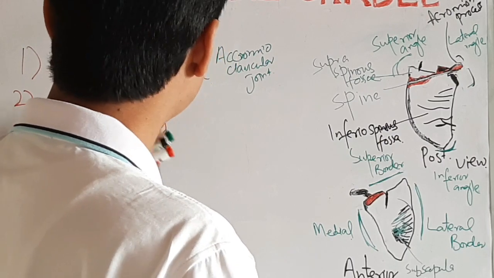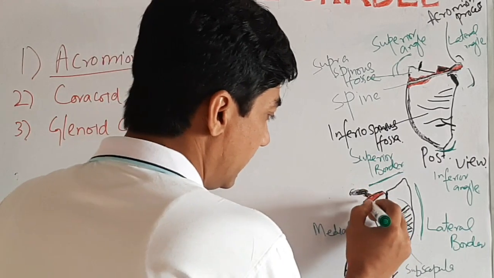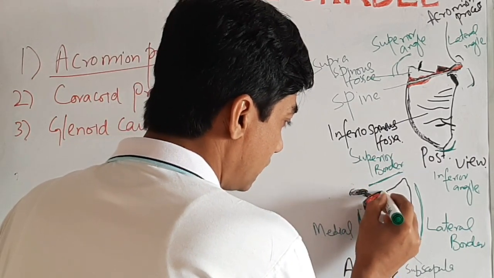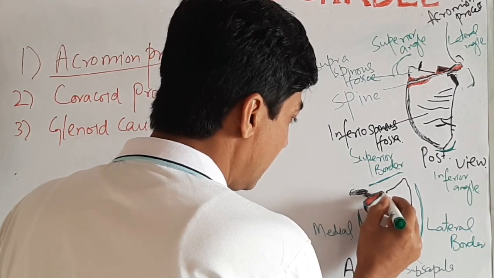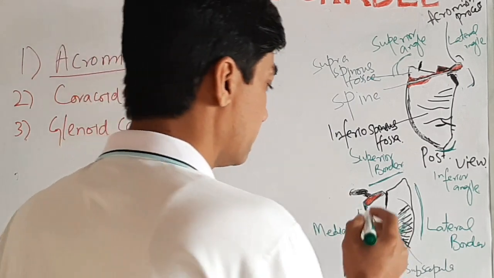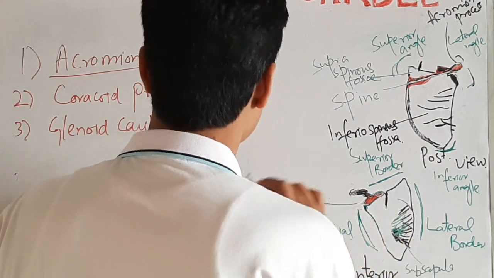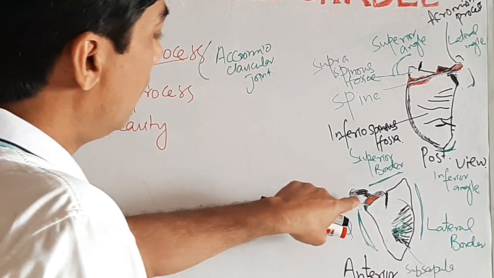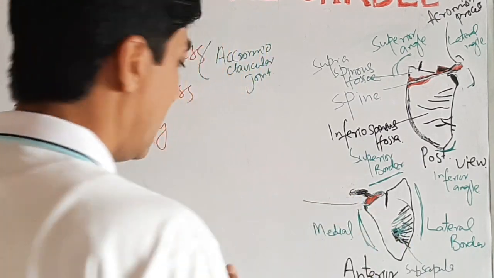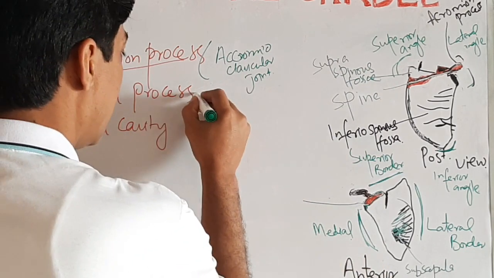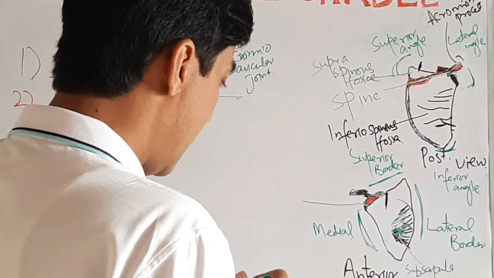The second complex structure is the coracoid process. It is a finger-like projection, and it also has a vague resemblance to a crow's beak. It is called the coracoid process. It is the attachment for the biceps muscle of the arm and other muscles. And the third one is the glenoid cavity.